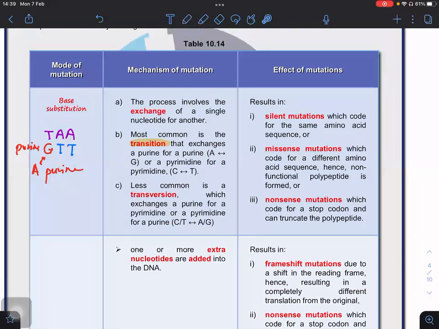Now I want to highlight these two, guys: silent mutation and missense mutation. These two are very special to base substitution. Only base substitution can cause silent mutation and missense mutation. Base addition and base deletion cannot. Are you clear? Okay. Nonsense mutation, right? For nonsense mutation, it can be base substitution, base addition, or base deletion. Are you clear? Okay.